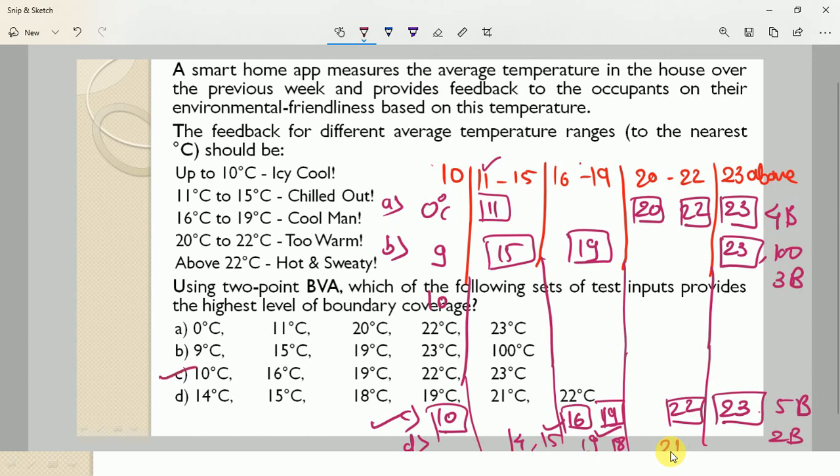So guys, in this way you are going to solve ISTQB questions. It can be any scenario, but you can quickly solve all these questions based on ECP and boundary value analysis, just by practicing.